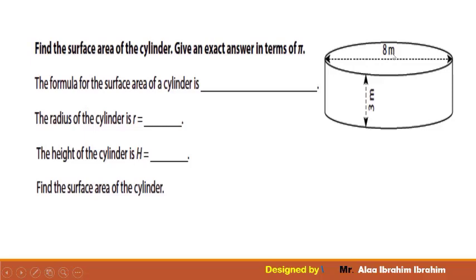So I'm dealing with radius, not diameter here, so I have to divide it by 2. The first step, I divide 8 by 2, so we have 4.